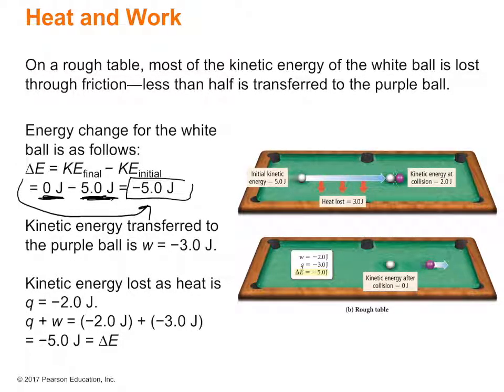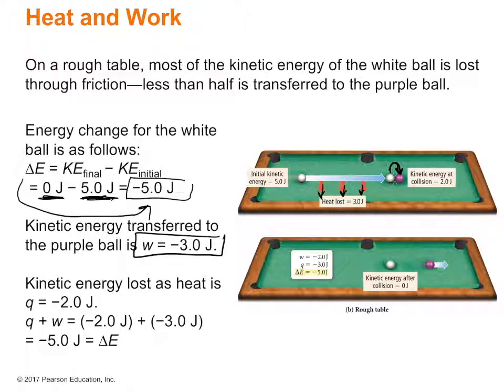Well, there are two different types of energy. There's work, and then there's the heat. So kinetic energy transfer to the purple ball is negative 3 joules. So there's a lot less work being done here because a lot more energy was lost because of the friction. Why was so much more energy lost because of the friction? It's because it was a rough table.